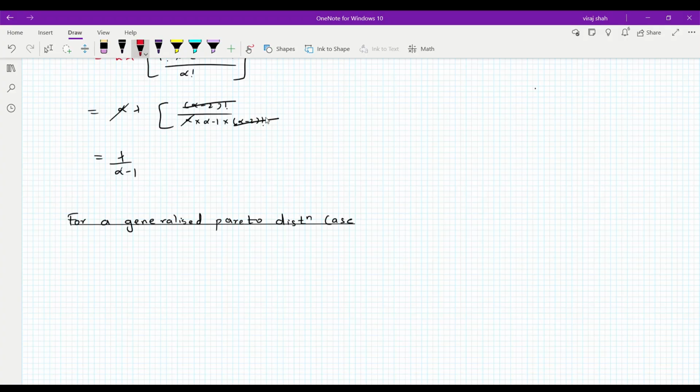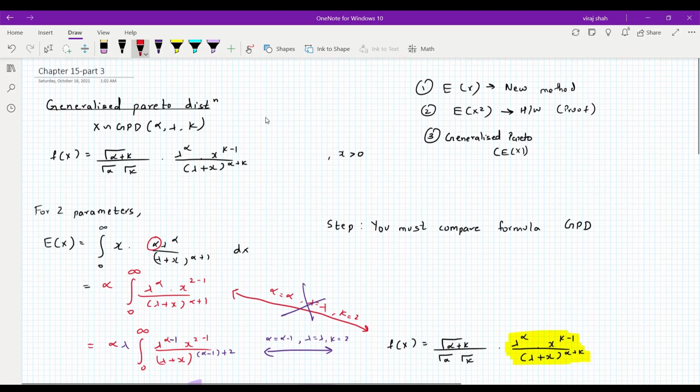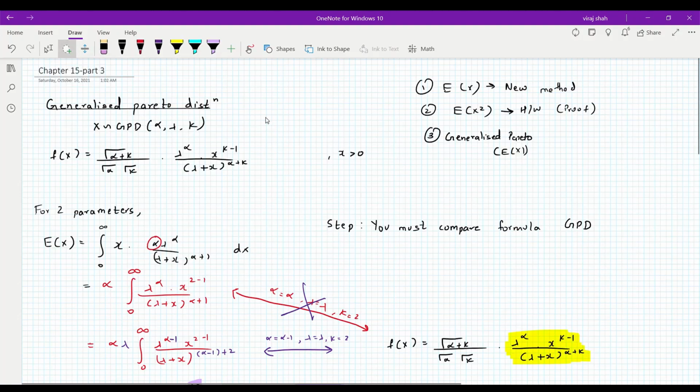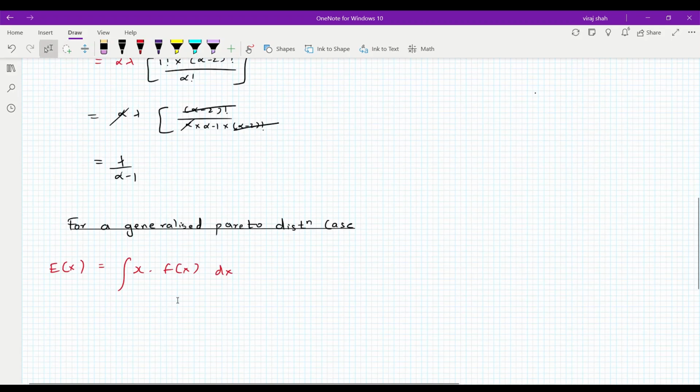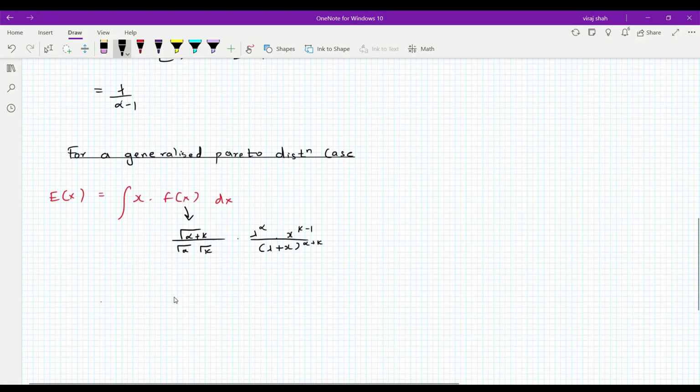Okay. So let's do it for the expectation of x. It would be x into f of x dx. So f of x is this, so let me just copy paste it. Okay, f of x is this. Now let me write it in a proper form. It would be x into gamma of alpha plus k upon gamma of alpha gamma of k into lambda raised to alpha into x raised to k minus 1 upon lambda plus x raised to alpha plus k dx.